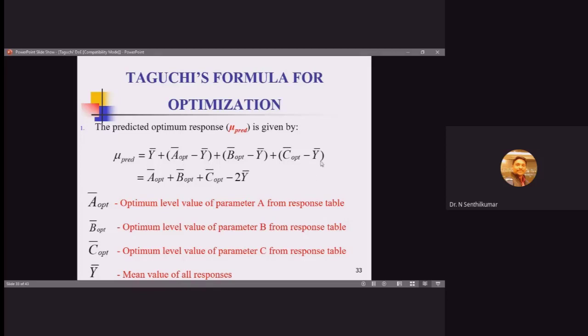So the input parameter, we will be having different level values, whether it is 3 level, 2 level or 4 level. In which level it is going to be the optimum, that value I have to put it here, minus the mean. Similarly for second parameter, similarly for third parameter. If you add all these things, then we will be having this combination. The mean of this, mean of this, mean of this, and mean of this. So this is what we are going to do. So kindly take a note of this formula. This will be useful when you are writing the journal papers and all.